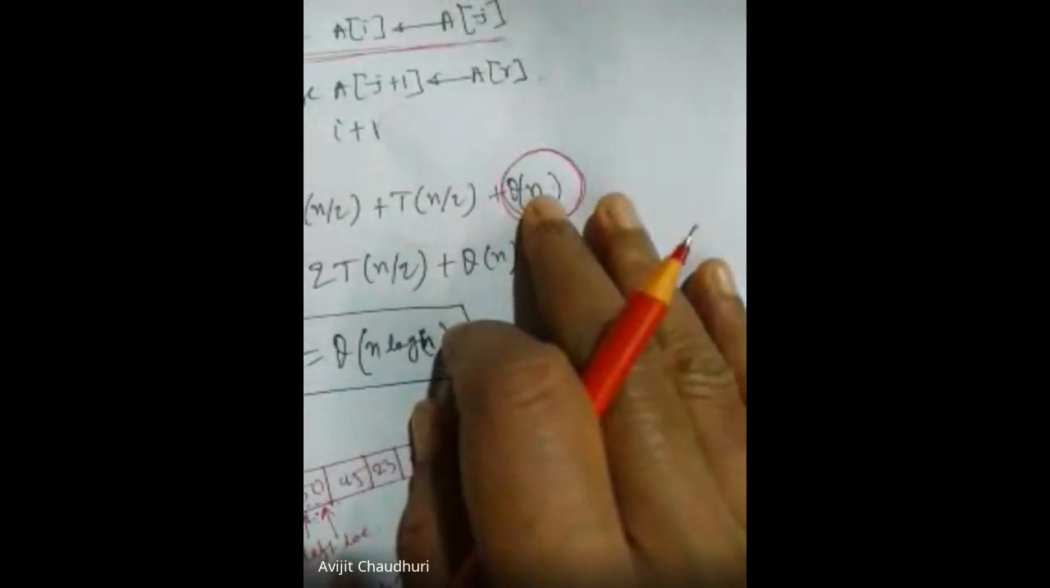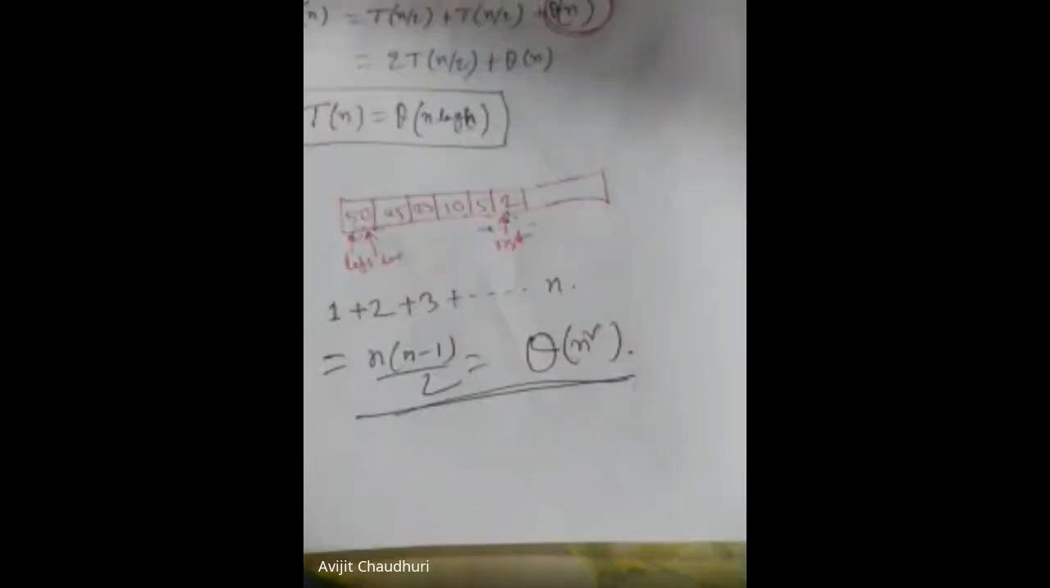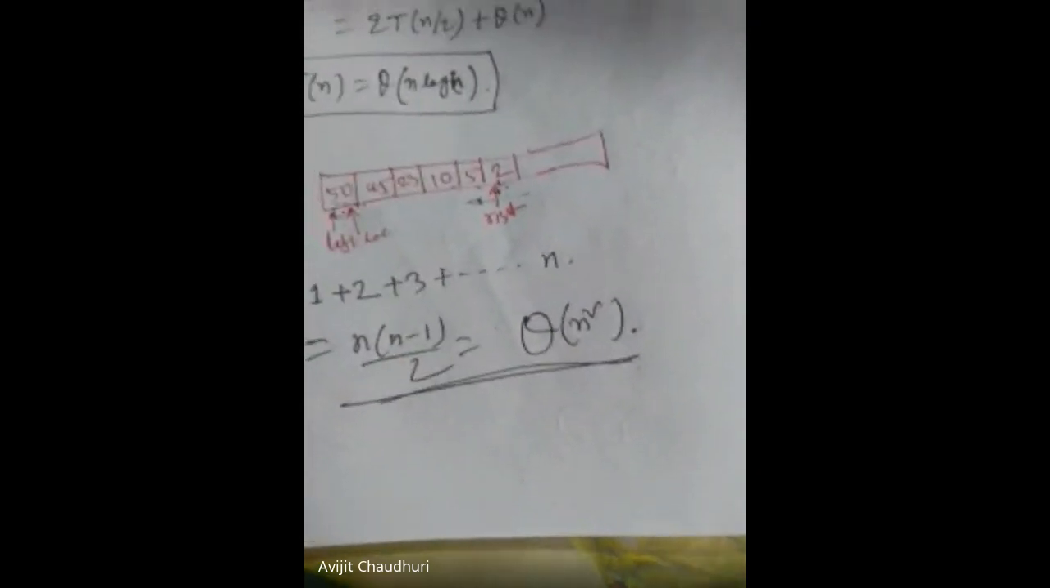This is the exchange. In the worst case, the time should be greater. In the best case, the time should be the minimum. If the array is already sorted, no exchanges will be there, no swapping will be there, so this will take minimum time.